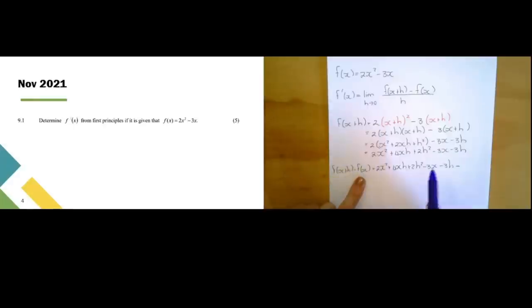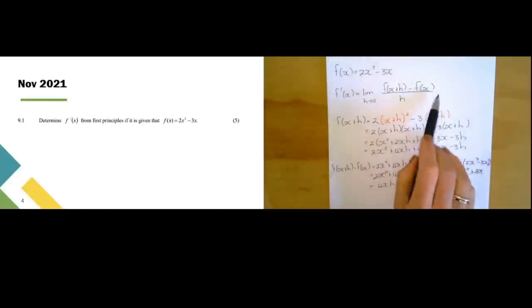The f(x) equation. But remember, you are subtracting, so please, a bracket. What is the f(x) equation? 2x squared minus 3x. Okay, let's get rid of our bracket first. So 2x squared plus 4xh plus 2h squared minus 3x minus 3h, minus 2x squared, and a negative makes a positive 3x. Let's see, like terms: 2x squared minus 2x squared cancels, minus 3x plus 3x cancels, so all I've got left is 4xh plus 2h squared minus 3h. So I've now completed the top of the equation.